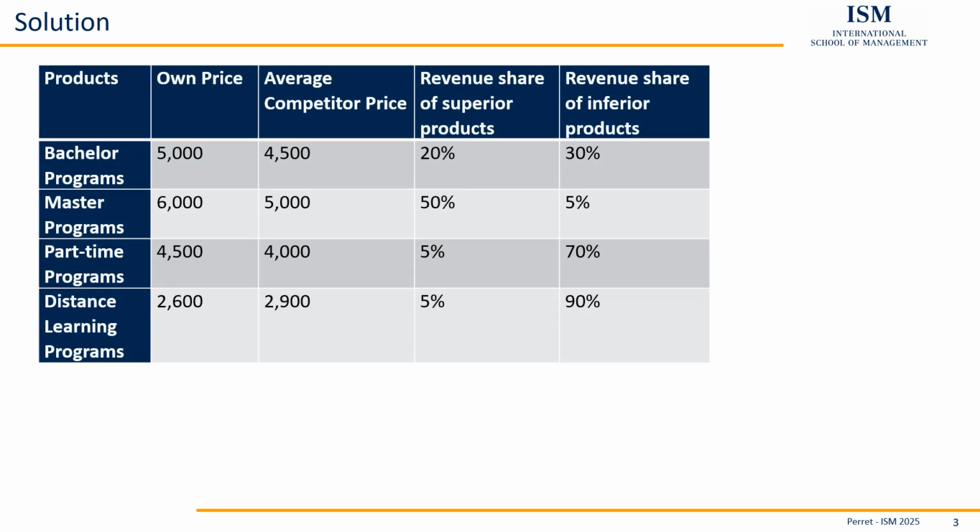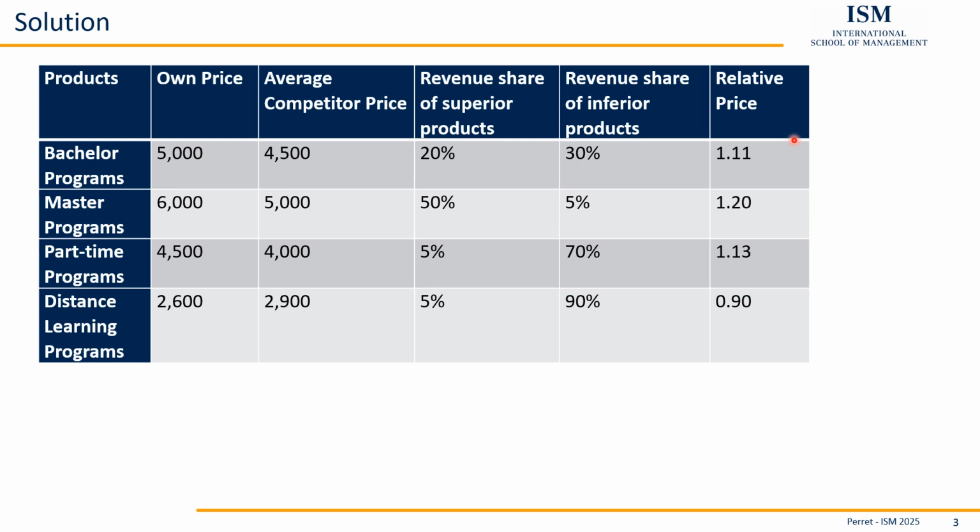Well, first I'm going to copy the table from before, making some space on the right to add 2 additional columns. In the first column, I'm going to put the relative prices. How do I get relative prices? I take my own prices and divide them by the competitors' prices. So here I go 5,000 by 4,500, 6,000 by 5,000, 5,500 divided by 4,000, 2,600 divided by 2,900.